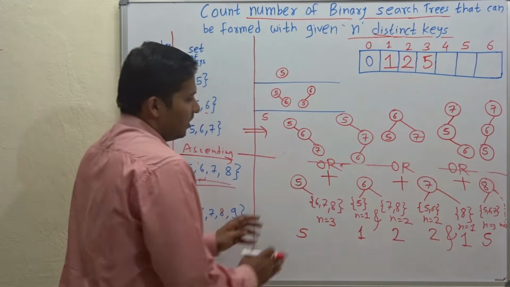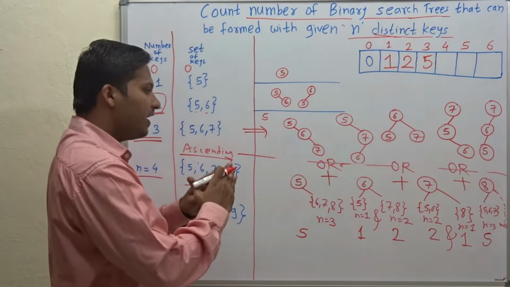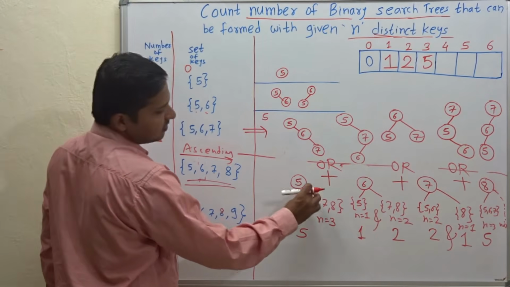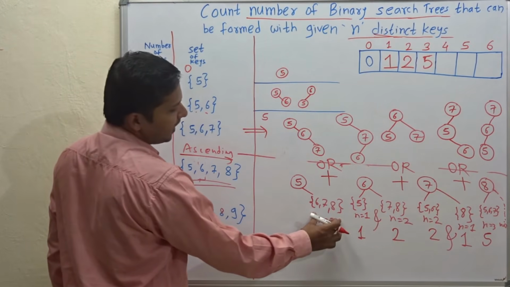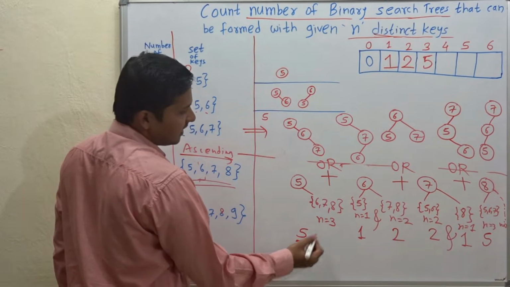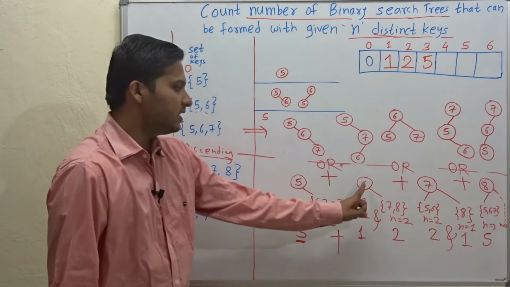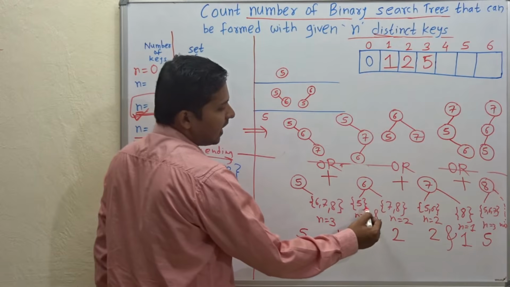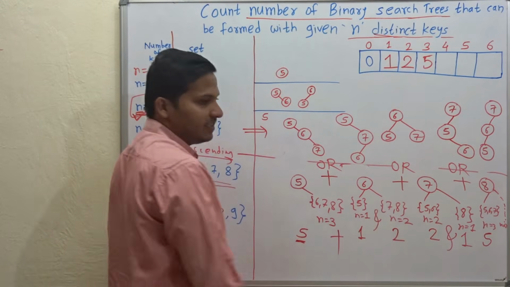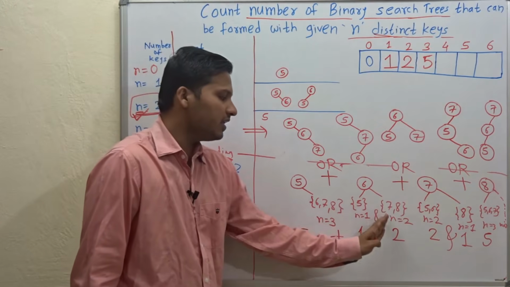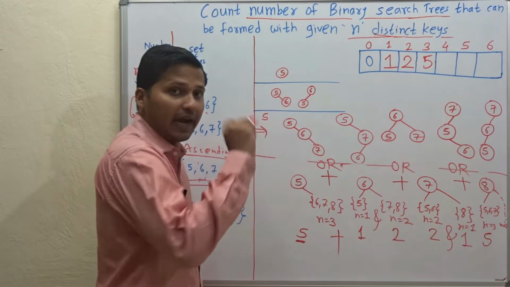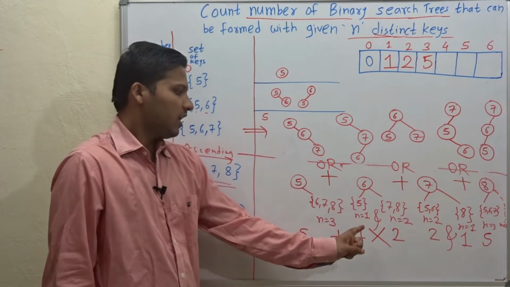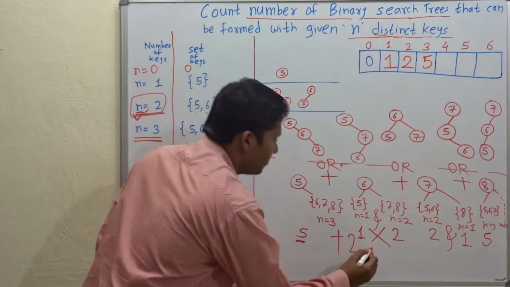Okay, and inside, I am dividing the keys. So see here, 0 keys on the left side, 3 keys on the right side. So for n equal to 3, 5 possibilities are there. Or when 6 is the root, n equal to 1 on the left side and n equal to 2 on the other side. I am using AND, so the possibilities will be multiplied. So 1 into 2, 2 possibilities.